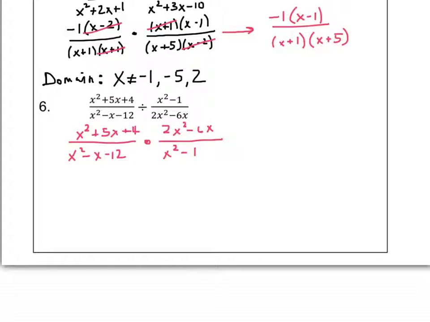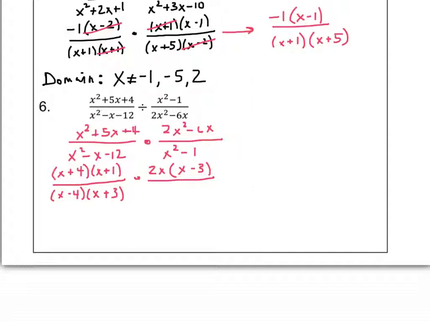Okay. Now, once I flip that second fraction, I'm going to multiply. So the next step I've got to do is factor everything out. Factors of 4 that add to 5 are x plus 4, x plus 1. Factors of negative 12 that add to negative 1 are x minus 4 and x plus 3. Take out a 2x on the top right, I'm left with an x minus 3. And on the bottom factors out to x plus 1 and x minus 1.